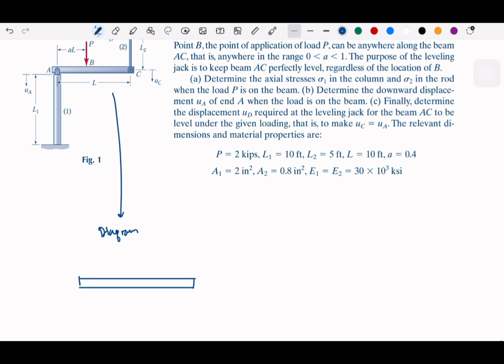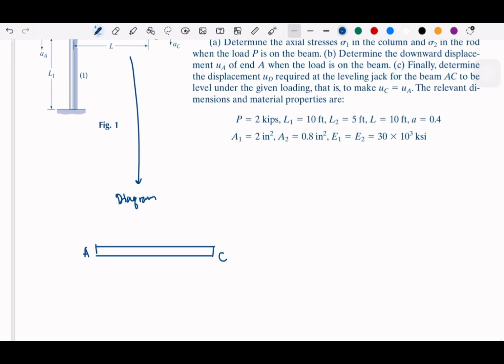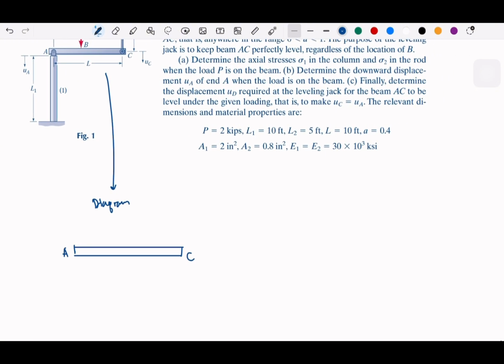So suppose that this is AC. Here let's say we have F1, to simplify, and at C we have F2. And then suppose that we have B in between here, and that is P.